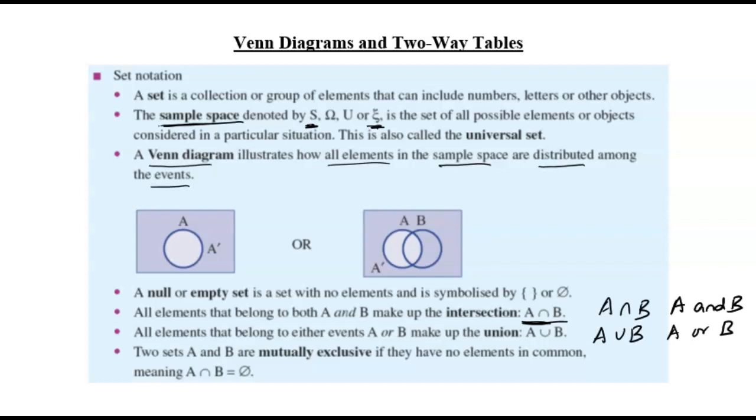Now, mutually exclusive events have nothing in common. They can't happen at the same time. For example, in the case of rolling a dice, you can't have a number that's both odd and even. So we can call those events mutually exclusive, which means they're not going to have any common elements between them. That's what we mean by mutually exclusive. So for mutually exclusive events, there's going to be no intersection. That's why they've used the symbol for a null or an empty set.